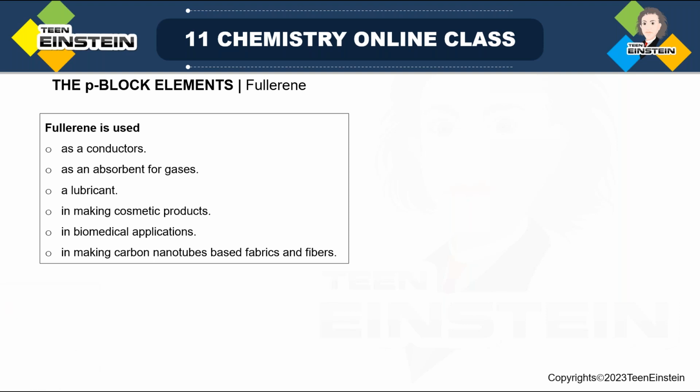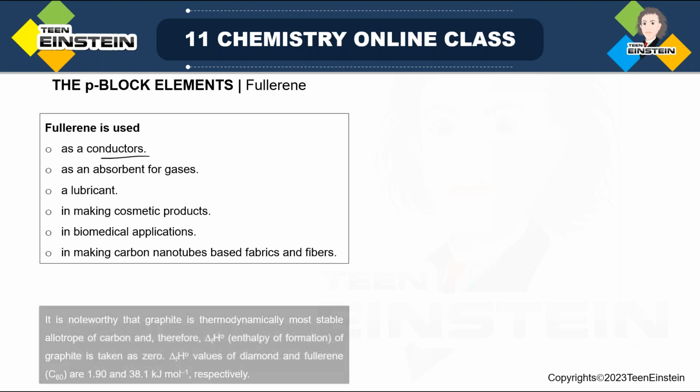Here fullerene is used, as you can see, as a conductor, as an absorbent for gases, also as a lubricant, in cosmetic products, in biochemical applications, and sometimes in making carbon nanotube based fabric and fibers. Carbon nanotube is basically another allotrope of carbon. So after fullerene we'll also see the rest of the allotropes. These are the application parts.